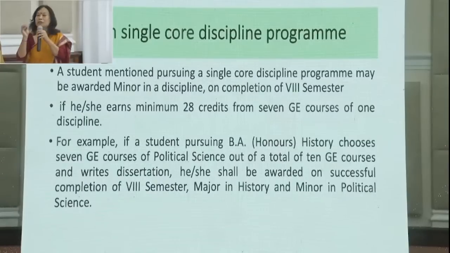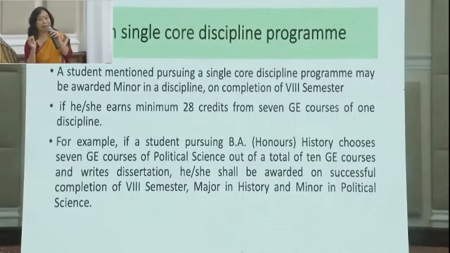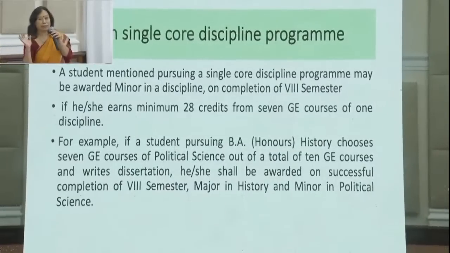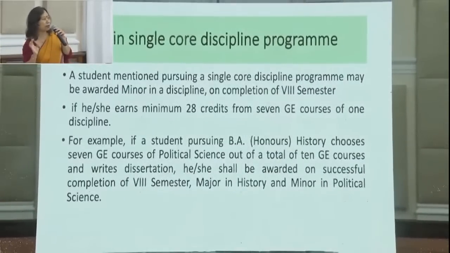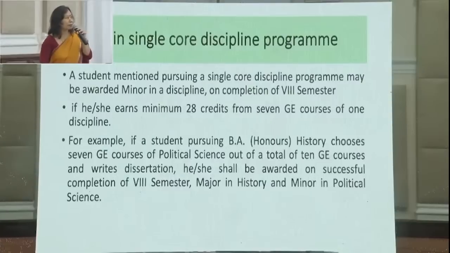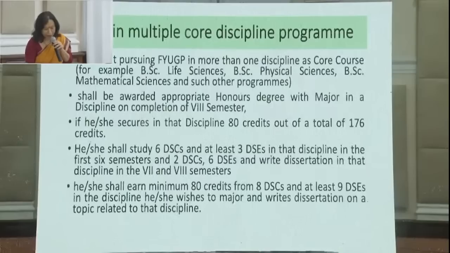So it means a student who is pursuing a single core discipline program may be awarded a minor in a discipline on completion of 7 semesters if he or she earns a minimum of 28 credits from 7 GE courses of one discipline. For example, if a student pursuing BA Honours History chooses 7 GE courses of political science out of a total of 10 GE courses and writes a dissertation, he or she shall be awarded, on successful completion of the 8th semester, major in history and minor in political science. This is the multidisciplinary one.